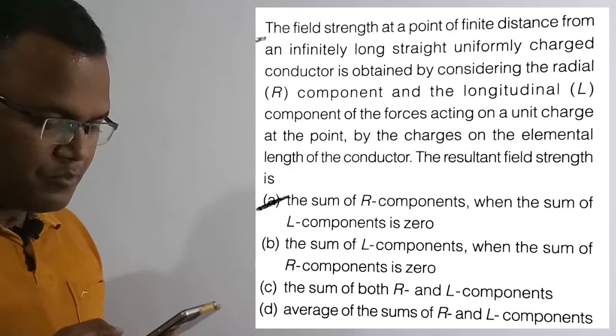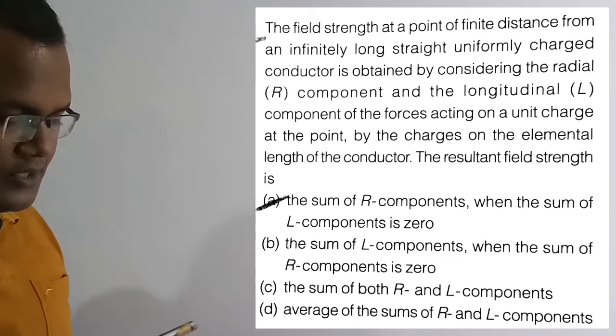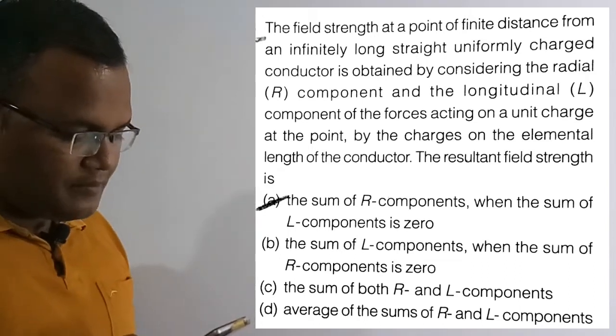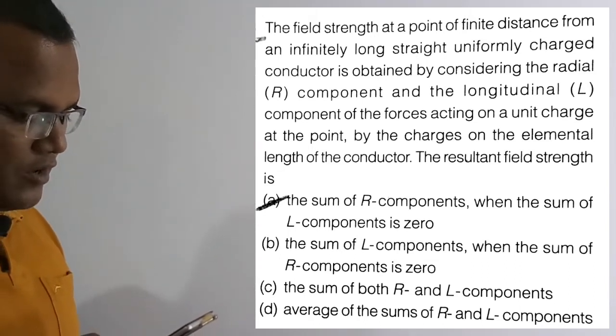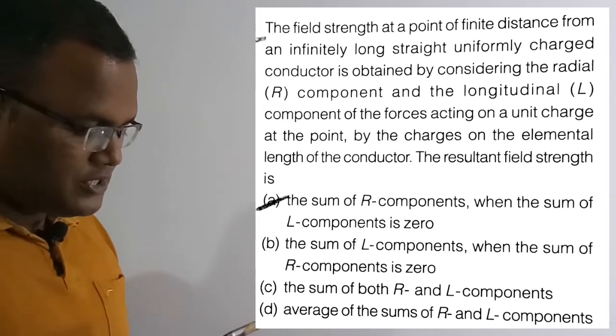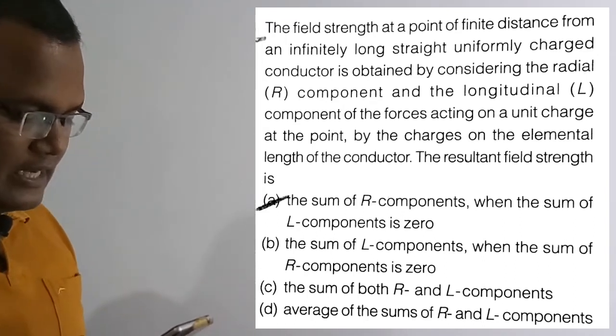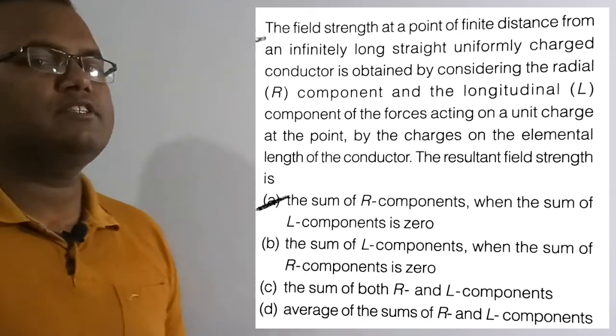So let's get started. Now we are going to solve the 41st question. See the question here. The field strength at a point of finite distance from an infinitely long straight uniformly charged conductor is obtained by considering the radial component and also the longitudinal component of the forces acting on a unit charge at that point. So by the charges on the elemental length of the conductor, the resultant field strength is.